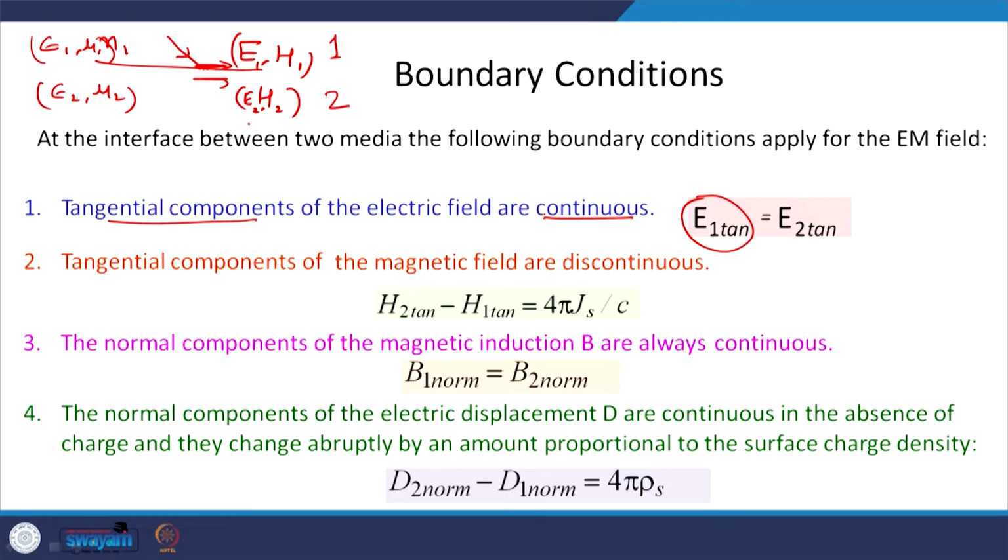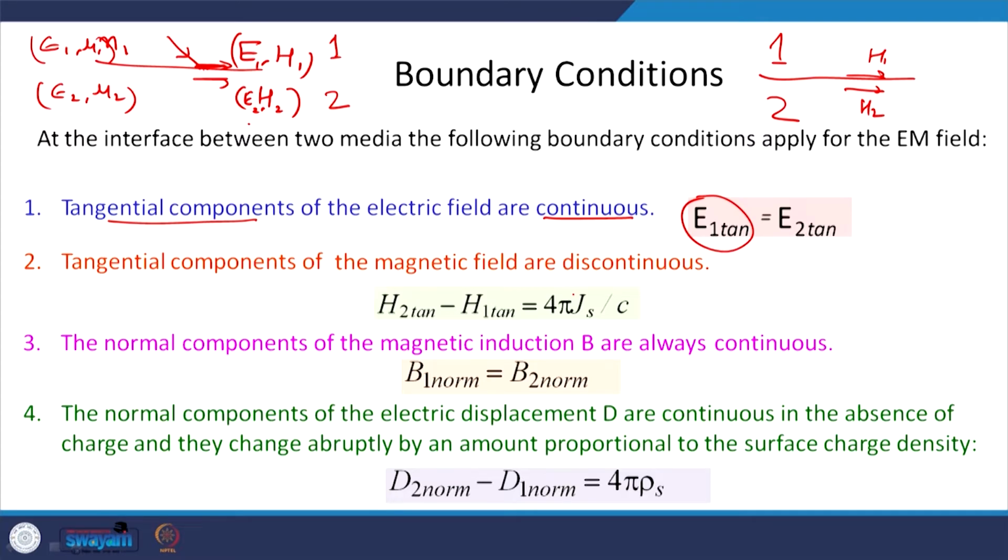However, the tangential components of the magnetic field are not continuous, they are discontinuous. What it means is that if you solve, this is the first one, this is the second one, the tangential components here and here, H1 is not equal to H2. The difference is equal to 4 pi Js by c, where Js is the surface current. So, if Js is equal to 0, then it will be continuous, otherwise it is discontinuous.